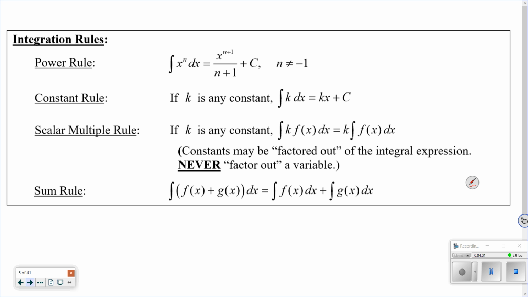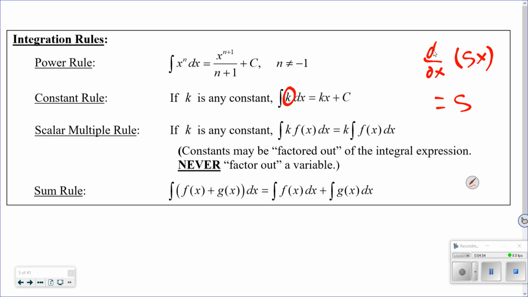Constant rule: again, if I take the derivative of, for example, 5x, that is just equal to 5. Well, then if I integrate 5, if I'm going backwards, I find the antiderivative of 5, it's just going to be 5x. So if k is a constant, if I integrate a constant, I just add an x on there, kx plus c. Okay, just go in the opposite direction.